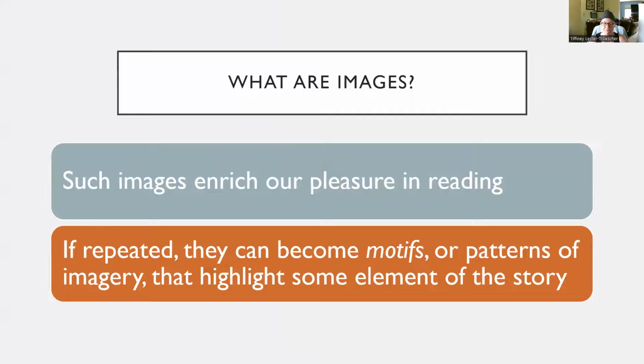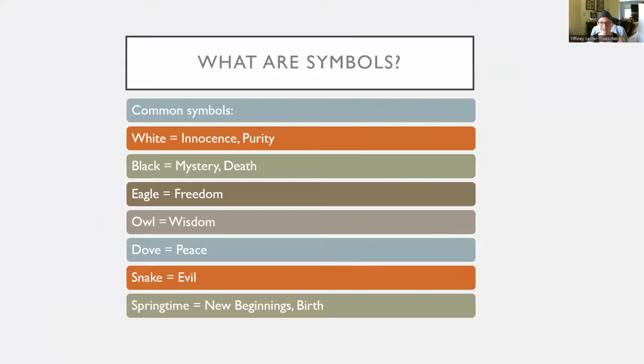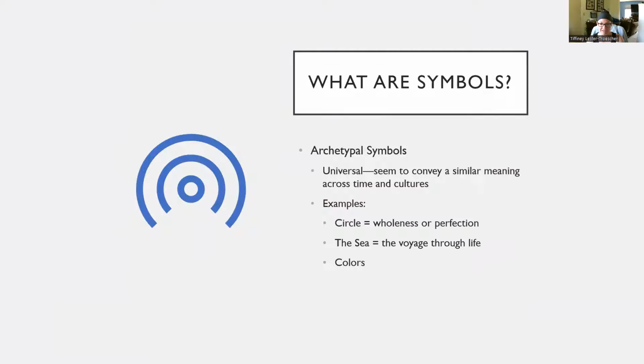And remember, we know an image is when it paints a picture or makes us imagine something. It allows us that more immediate understanding of what's being described. Remember, if a repeated image gathers significant meaning, seems to stand for something more than itself, then we might have a symbol on our hands, right? And I will say, these are the same common symbols that we looked at in the poetry unit.